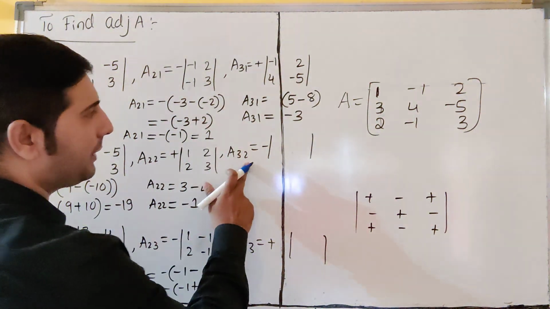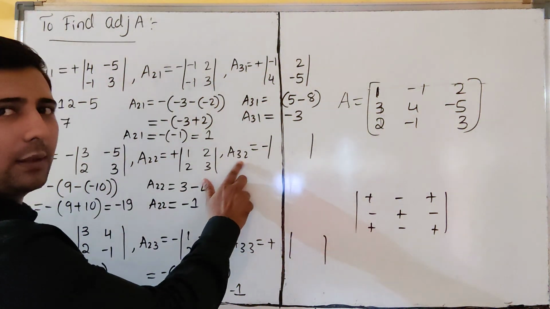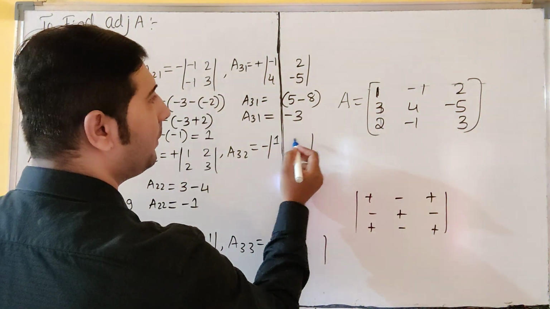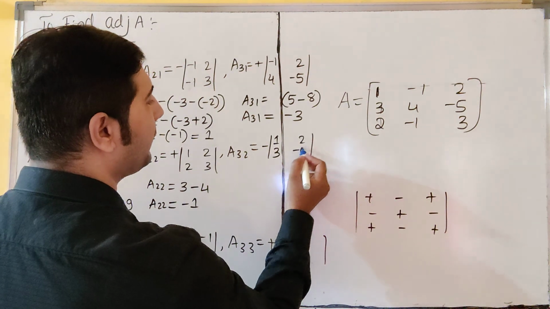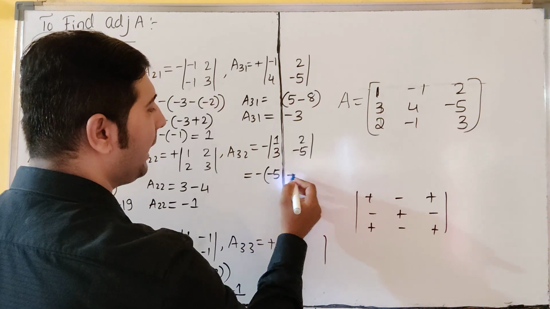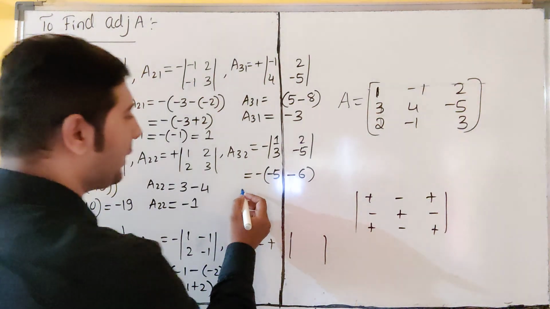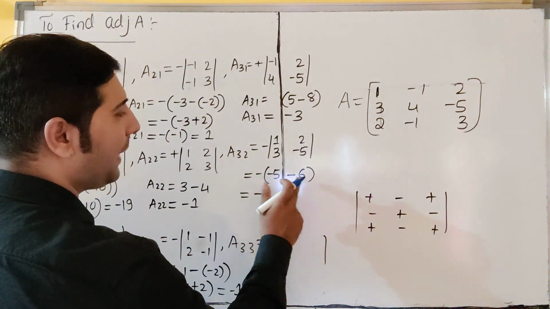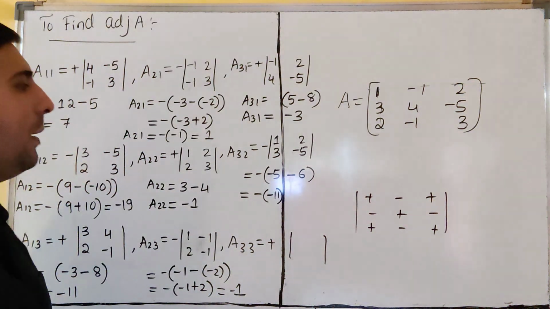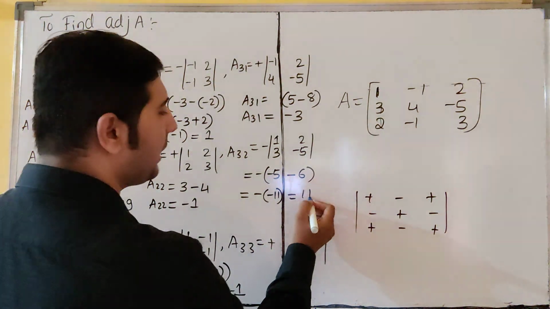So now next is what? A32. Third row you leave, second column. A32 means third row you leave, second column. What are you left with? 1, 2, 3, minus 5. Now what will you get? You see, 1 into minus 5 is minus 5, minus I will write, 3 2s are 6. Understood? So now see how much you will get. Minus 5 minus 6 is how much? That is minus 11, dear students. Minus 5 minus 6 is minus 11. Minus into minus is plus 11.